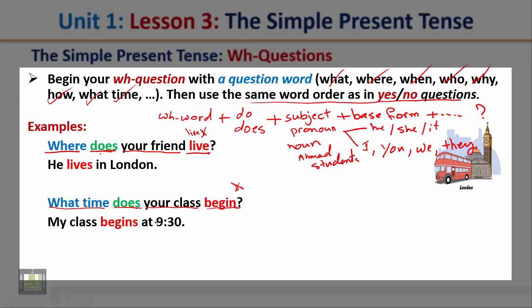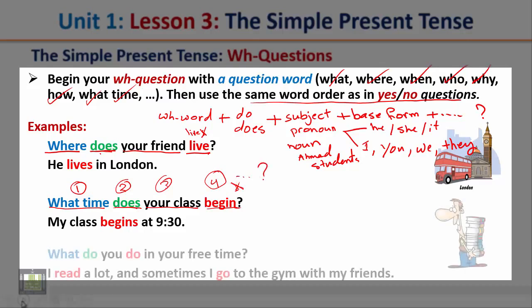So again, the word order is very important in forming questions. First, number one, start with the question word. Then use do or does. Then you need to use the subject, either noun or pronoun. After that, you need to use the base form of the verb. Then complete your question.